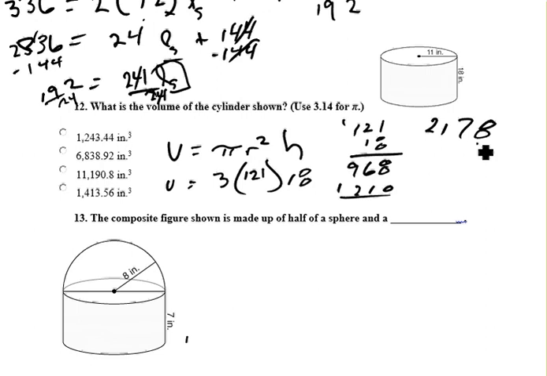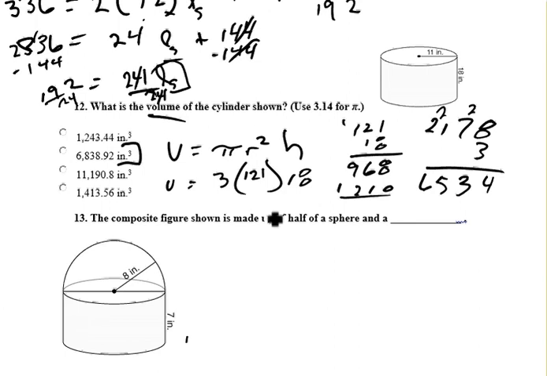I should be multiplying by 3.14, but I'm doing by 3 because I'm just getting approximate answers here. So 24, carry a 2. 21 and 2 is 23, carry a 2. 3 plus 2 is 5. 3 times 2 is 6. So I get 6,500, but if I multiply it by 3.14 instead of 3, I might get 6,838.92. And it's a volume, so it's cubed.